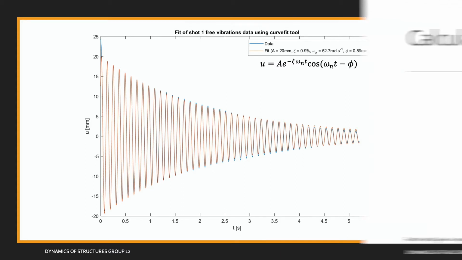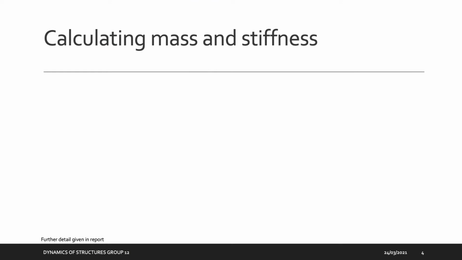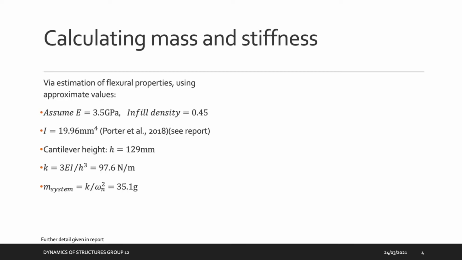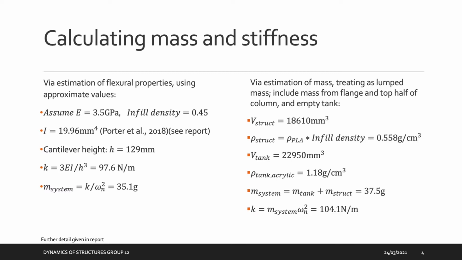The only two remaining free vibration parameters are the system stiffness and mass, which are related via the angular frequency, hence if one is known, the other can be obtained. Two approaches were taken, firstly by calculating the stiffness initially, and secondly by calculating the mass initially. Given the lack of knowledge about material properties, this clearly led to some discrepancies. However, both methods of calculation yielded similar results.